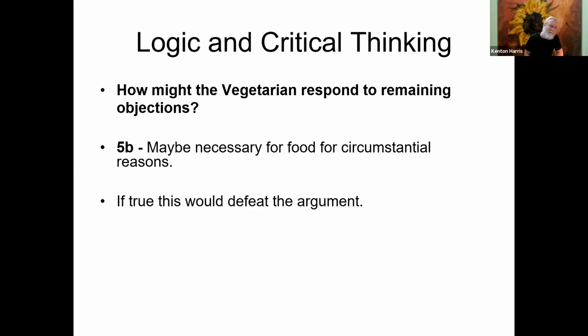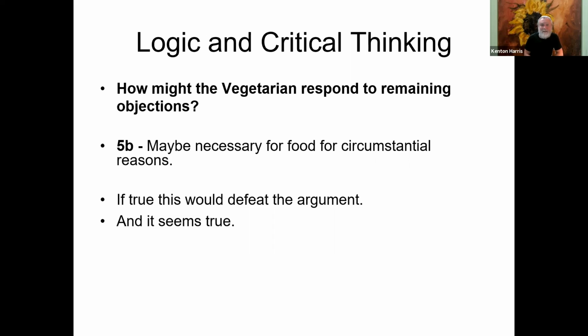But what about the claim for circumstantial reasons, right? Again, if that's true, it would defeat the vegetarian's argument. And here, I think it's a stronger objection because it does seem to be true. There have been and continue to be times and places where eating meat is the only form of human sustenance, or at least reliable human sustenance. And I don't just mean when your plane crashes in the Andes, but you figure before the age of refrigeration and long distance commerce, there were places in the world where you didn't have year-round access to reliable food.